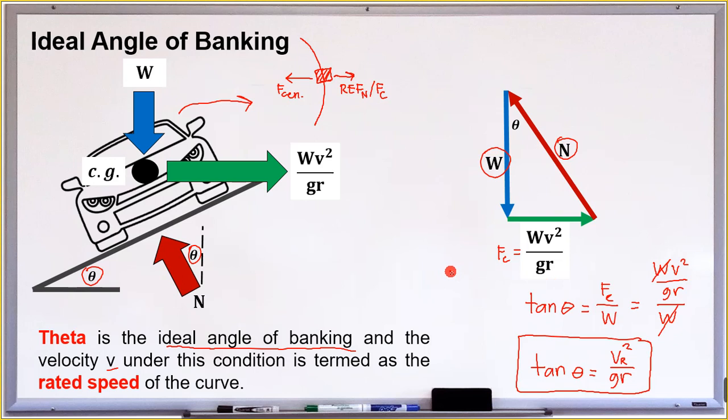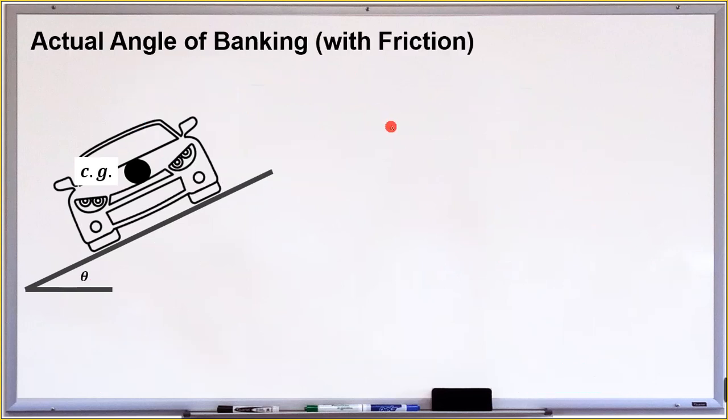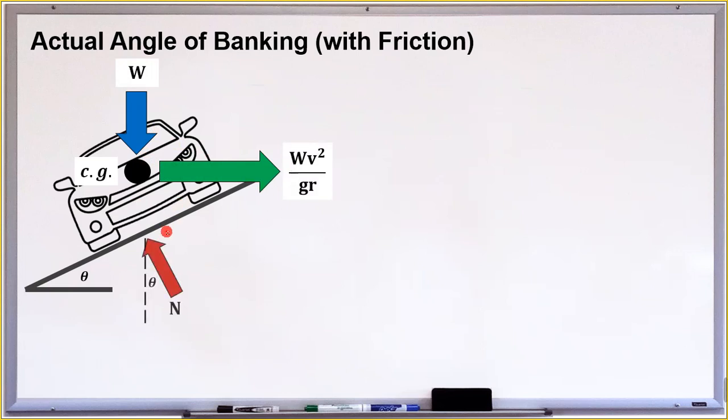Okay, so let's proceed to the actual case, wherein we consider the effects of friction. Of course, in actuality, there is friction. So again, same illustration, but the difference is that we now consider the effect of friction. So again, there is the weight of the car or the vehicle, and then the reverse effective force, or we call this the centrifugal force. And then our normal force, the force exerted by the inclined road on the car, is at an angle with respect to the vertical axis.